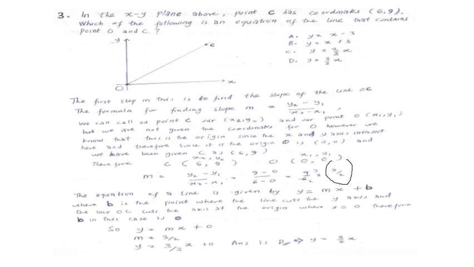And we do know that the equation of a line is given by the general formula y equals mx plus b, where m is the slope and b is where the line cuts the y-axis, which is here at O. So because the line OC cuts the axis at the origin, and at the origin the value of y is 0, b in this case is 0 because it cuts it at 0. So y equals mx plus b, but b is 0, so we put 0.